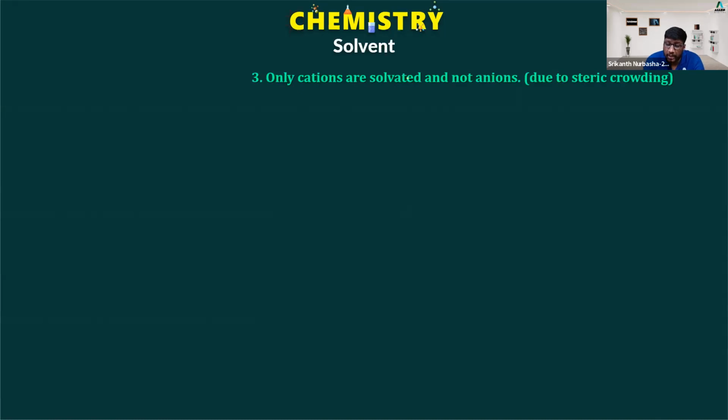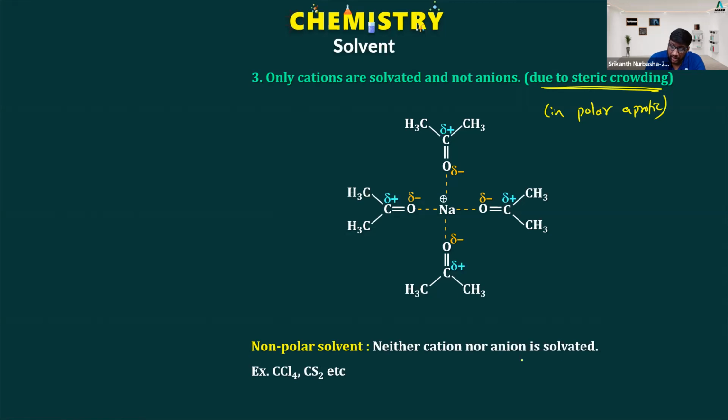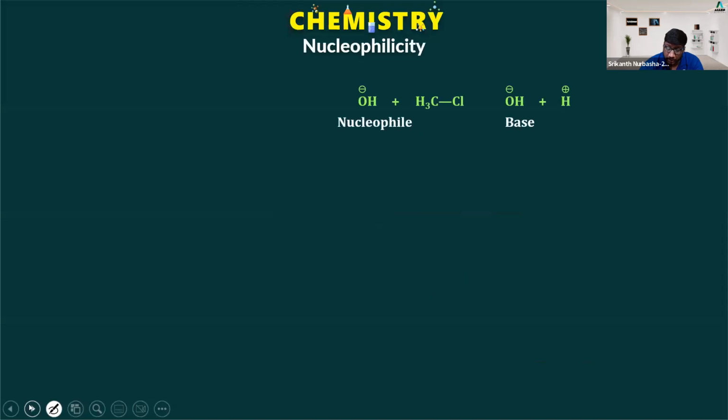Only cations are solvated and not anions. This is due to steric crowding, in polar aprotic solvents like acetone, DMSO, DMF. So with acetone, a polar aprotic solvent, only cations are solvated, not anions. And non-polar solvent means neither cation nor anion is solvated. That is CCl4, CS2, etc. Is that clear, students? So this is the difference between polar protic and polar aprotic.